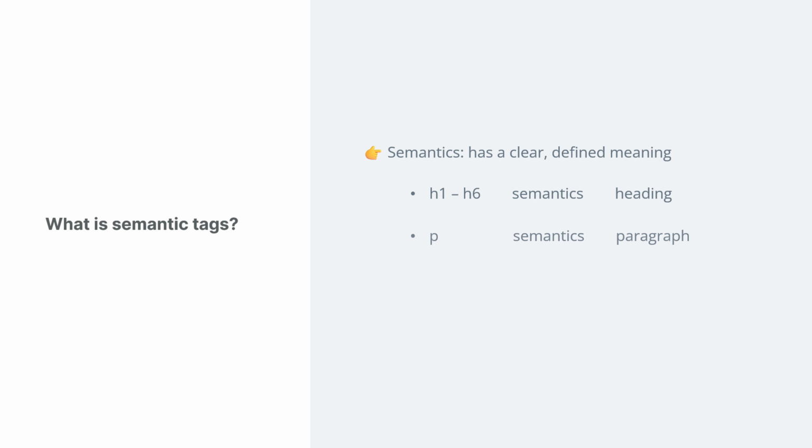The P tag represents a paragraph used to group text content into logical blocks. It is also a semantic tag. But the div tag itself does not carry any semantic meaning. It is a generic container element used for grouping and structuring page elements.